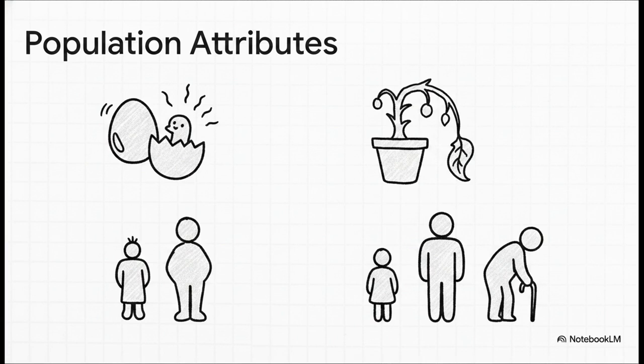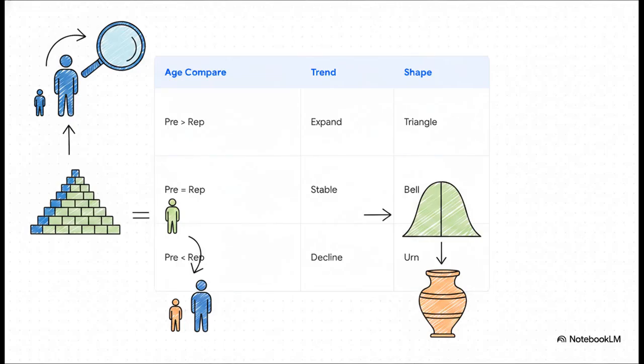For instance, we measure birth rates and death rates per capita, which just means per head or per individual, over a specific amount of time. We also measure the sex ratio, so the proportion of males to females. And absolutely crucial is the age distribution. We group the population into 3 brackets: pre-reproductive, which is the youth; reproductive, the adults currently having offspring; and post-reproductive, the elders. And comparing that pre-reproductive group to the reproductive group, it basically acts like a crystal ball for demographers.